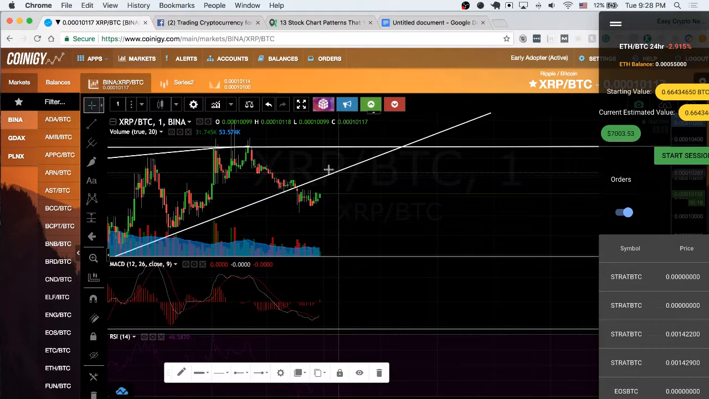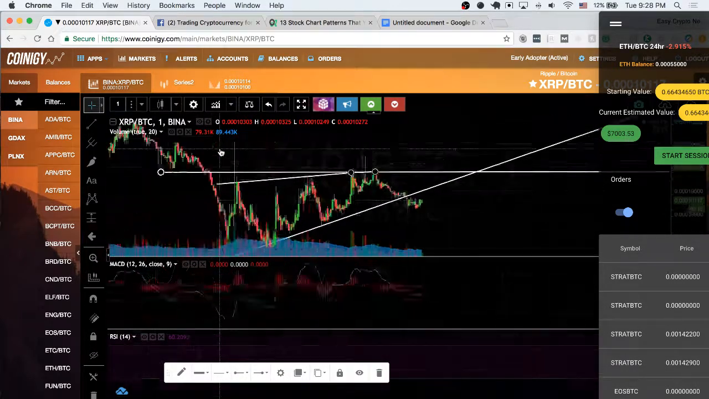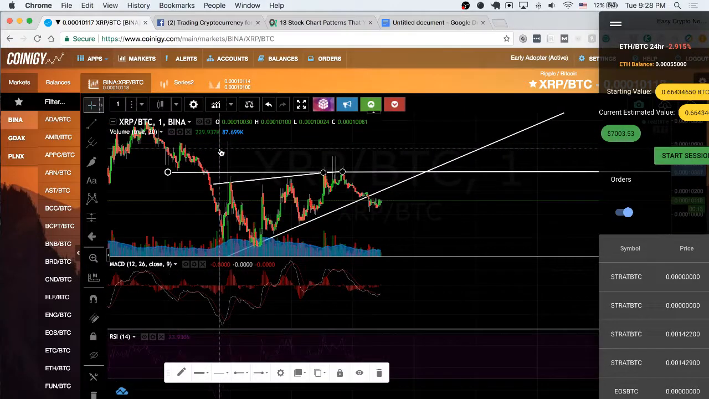Because at a very basic starting point, we're just looking for these tops, right? If it breaks through a top, you generally have a breakout.